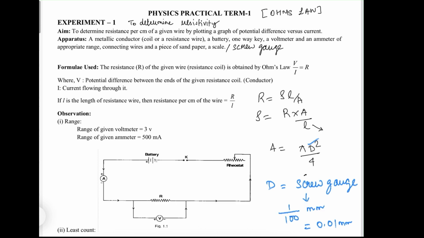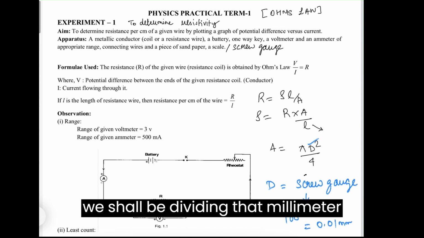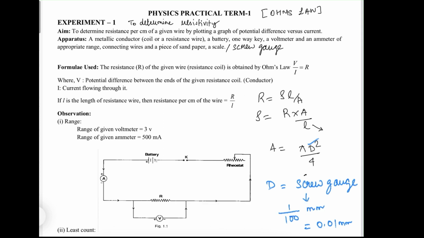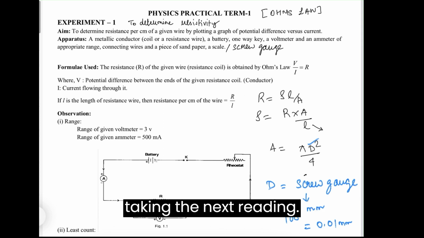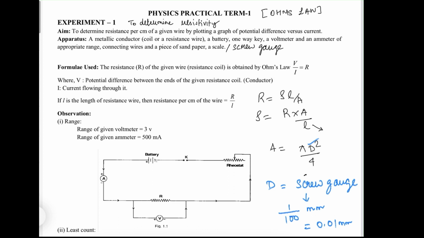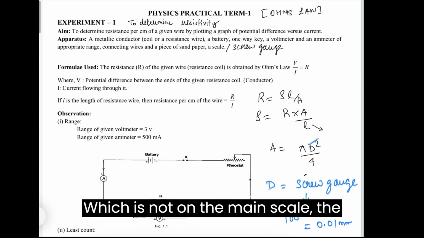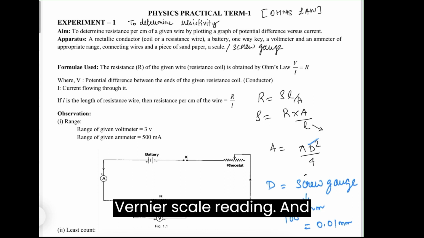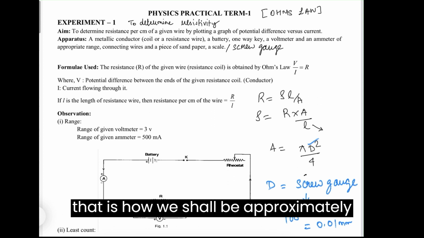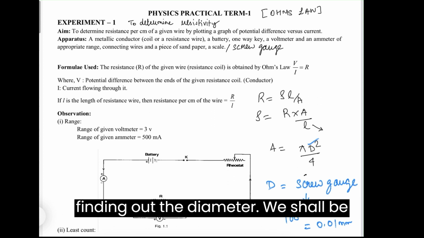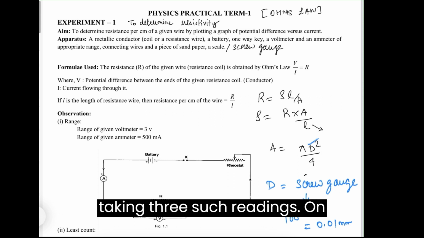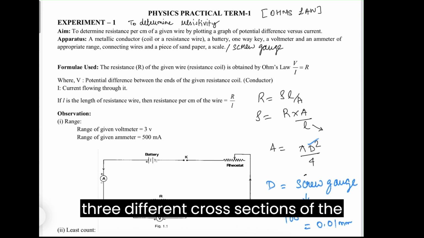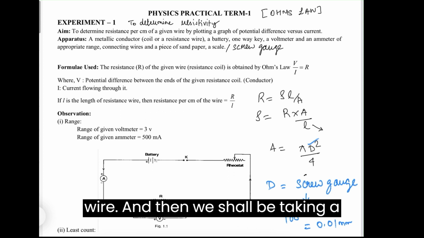So to find the diameter, first we shall be taking the main scale reading of the screw gauge, and post that we shall be dividing that millimeter into 100 parts, and then we shall be taking the next reading, which is not on the main scale, the vernier scale reading. And that is how we shall be approximately finding out the diameter. We shall be taking 3 such readings on 3 different cross sections of the wire, and then taking a mean of it.